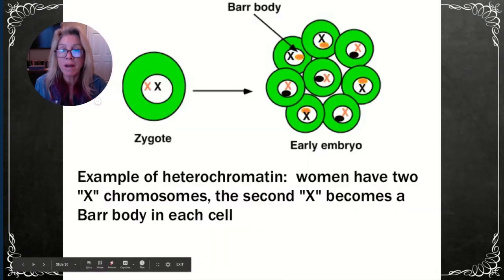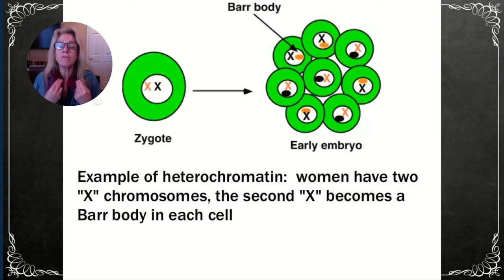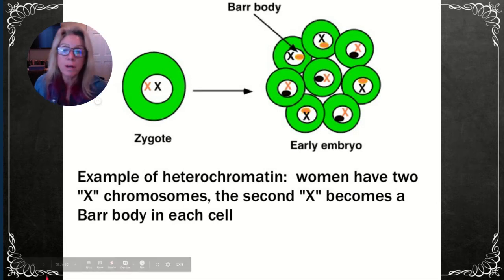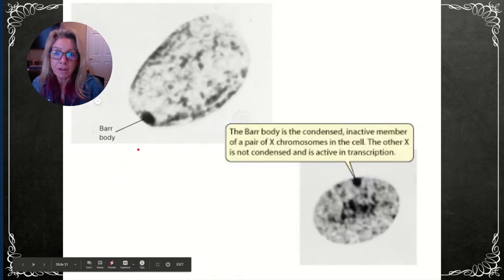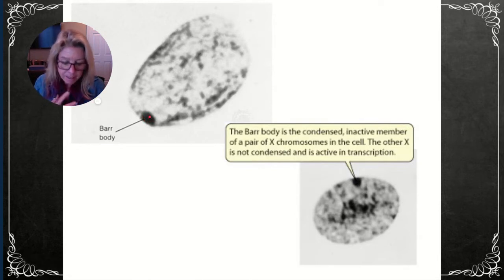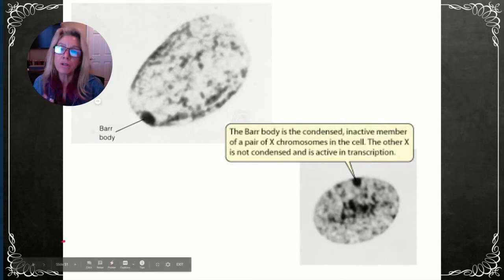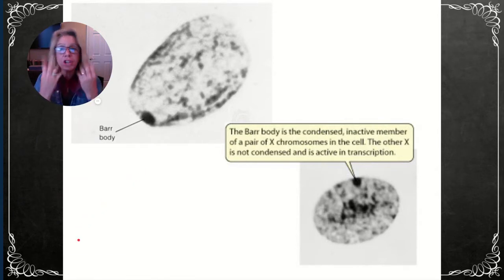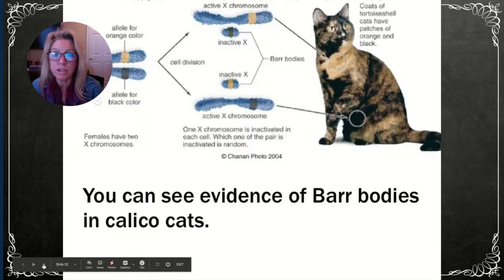Examples of heterochromatin, so let's talk about that. Barr bodies would be a good example. In females, we have 2 X chromosomes, and only one of those X chromosomes is active. The other one is heterochromatin, and specifically that heterochromatin of that X chromosome, we call a Barr body. And you can see a Barr body inside this nucleus right here. So it's the second X condensed, and females are considered mosaic because you never know which X is going to be condensed in which cell.